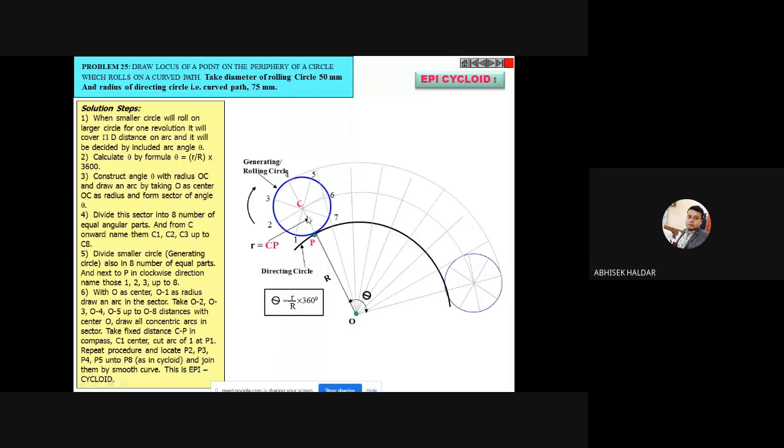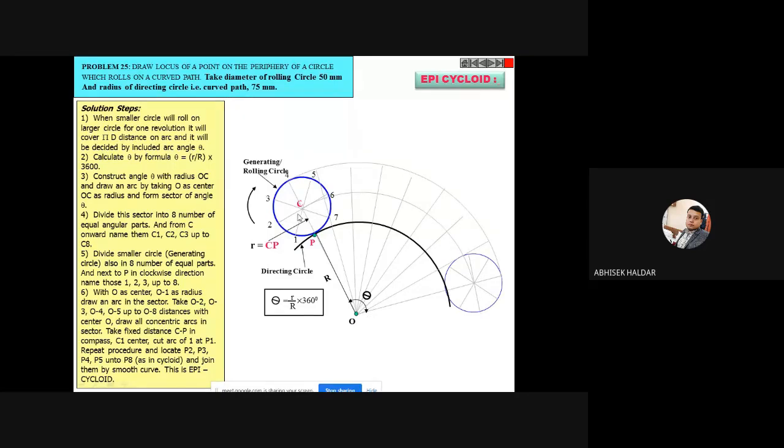But from the C, that means O to C, draw the central line first. O to C is my radius. I'm repeating, O to C is my radius in my compass. O is my center, O to C is my radius, and complete this arc up to which? Up to this theta angle that we have drawn. This is the central arc line over here.